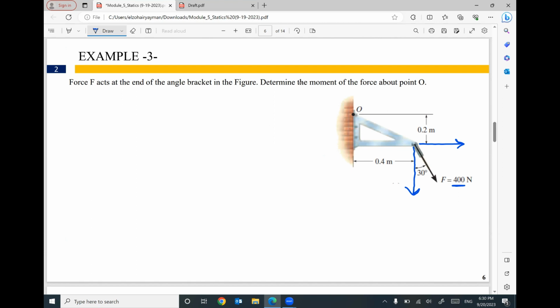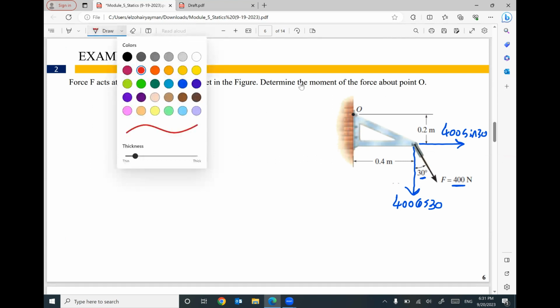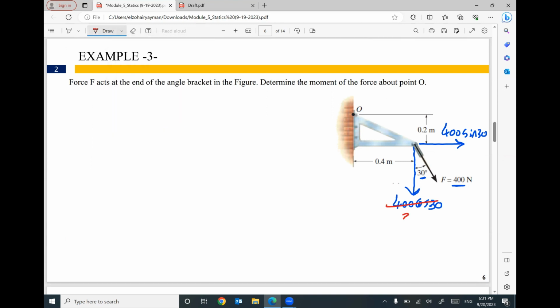The component adjacent to the given angle of 30 will be cosine, so we have 400 cosine 30, and we have 400 sine 30. Right now, I break this force into two. 400 times cosine 30 gives me a value of 346.4, and I have a component here equal to 200 Newton. So instead of one force, I now have two forces, one horizontal and one vertical.